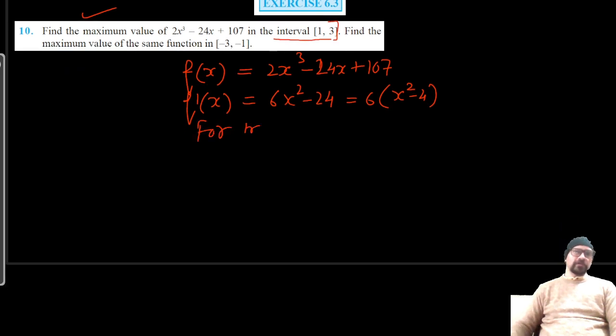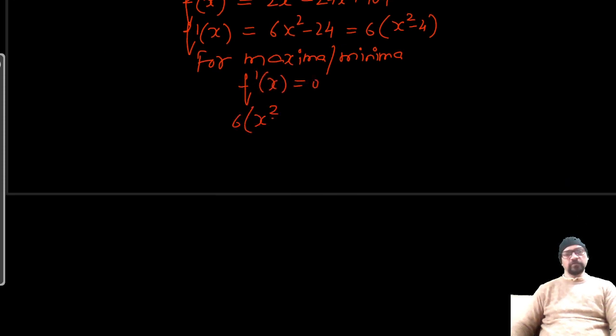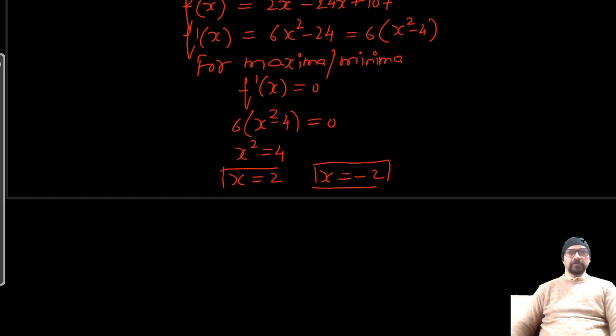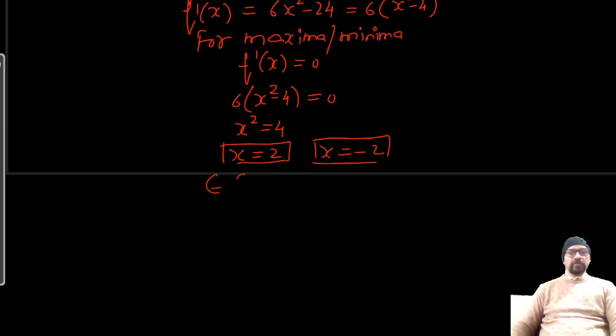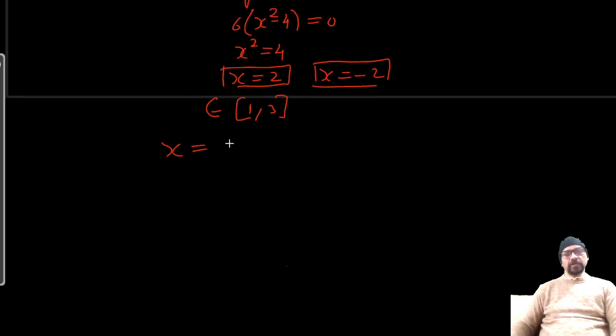And to find the critical points, that is for maxima or minima, f dash x is equal to 0, which gives us 6 into (x squared minus 4) equal to 0. So x squared is equal to 4, and x is equal to 2 and x is equal to negative 2. Here only x equal to 2 belongs to the closed interval [1, 2, 3]. So our points to check are 1, 2, and 3.